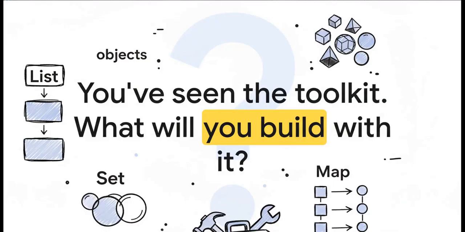So there you have it, the Java Collection Framework. It's not just some obscure feature. It's a core part of writing good, clean, professional Java code. It's your ultimate toolkit. So the real question is, now that you've got the right tools for the job, what are you going to build?